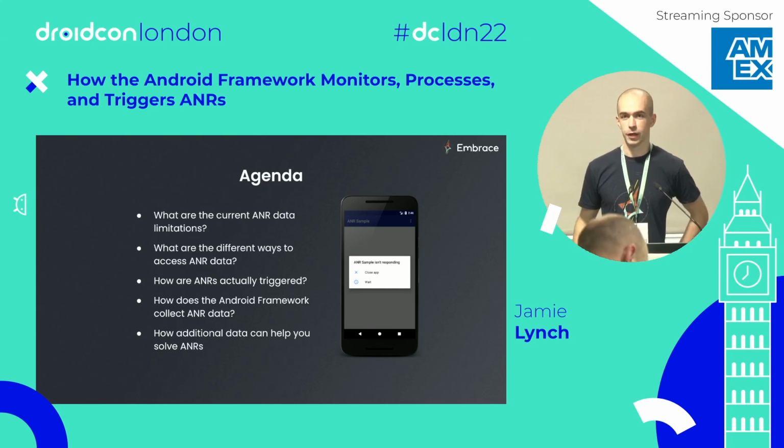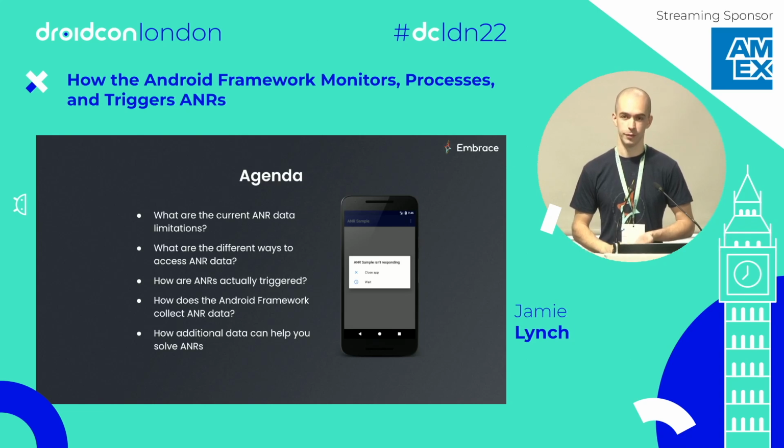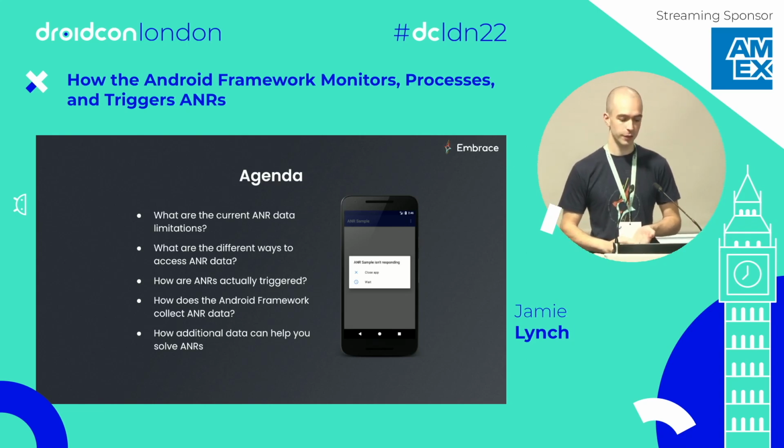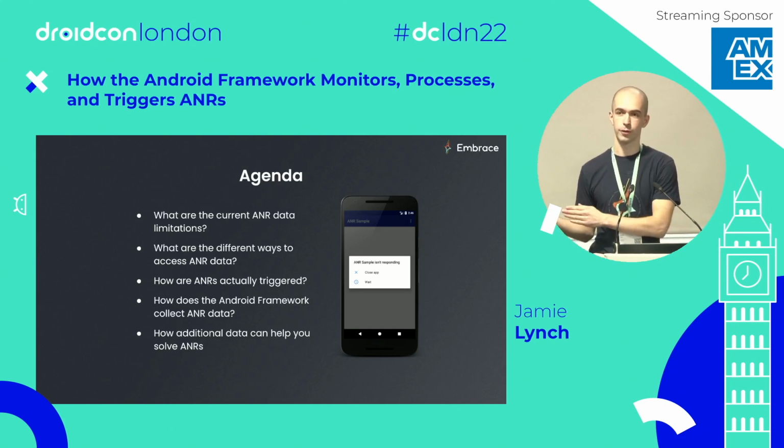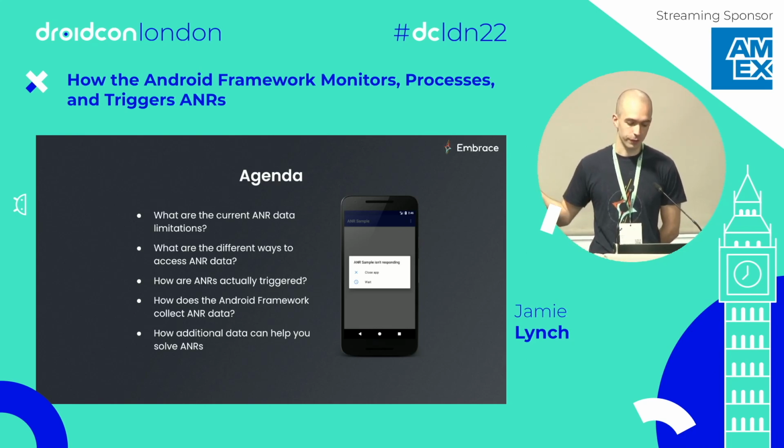So just to go over the agenda for what this talk is going to cover. Firstly, we're going to go into what the current limitations are with what ANR data is actually captured. Secondly, we're going to talk about the different ways to access data on ANRs, so that might be on your local device or through monitoring solutions. Then we're going to take a dive into the Android OS source code itself, telling you how ANRs are actually triggered and how the Android framework writes ANR trace data to disk. Finally, we're going to cover how additional data can help you solve those ANRs.